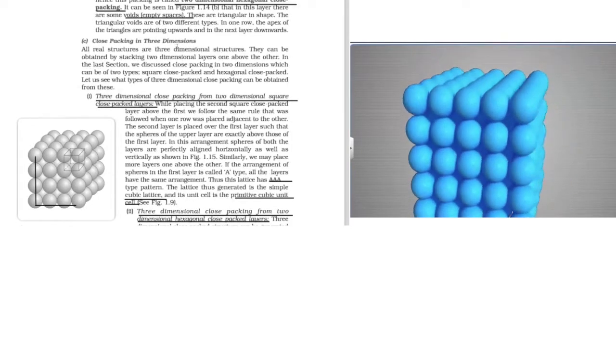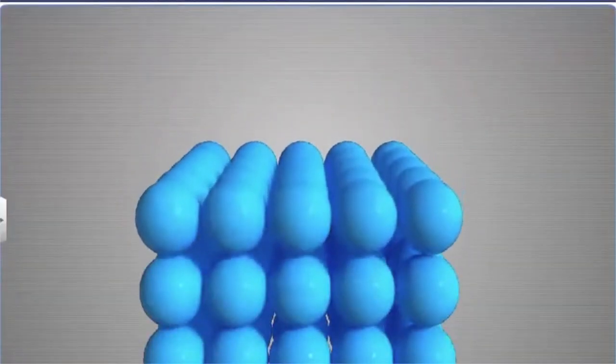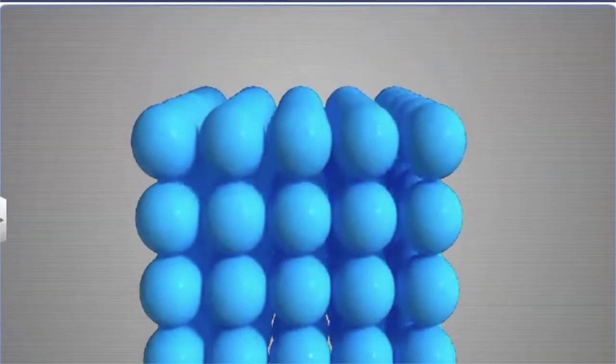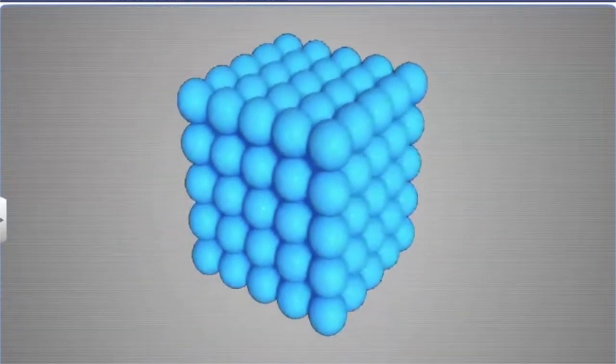Close packing in 3 dimensions is very important because all real structures are 3-dimensional structure. These structure can be obtained by placing 2-dimensional layers one above the other. As we know that 2-dimensional structures are of two types, square close packed and hexagonal close packed. So the 3-dimensional close packing can be obtained from these two type of 2D close packed structures.